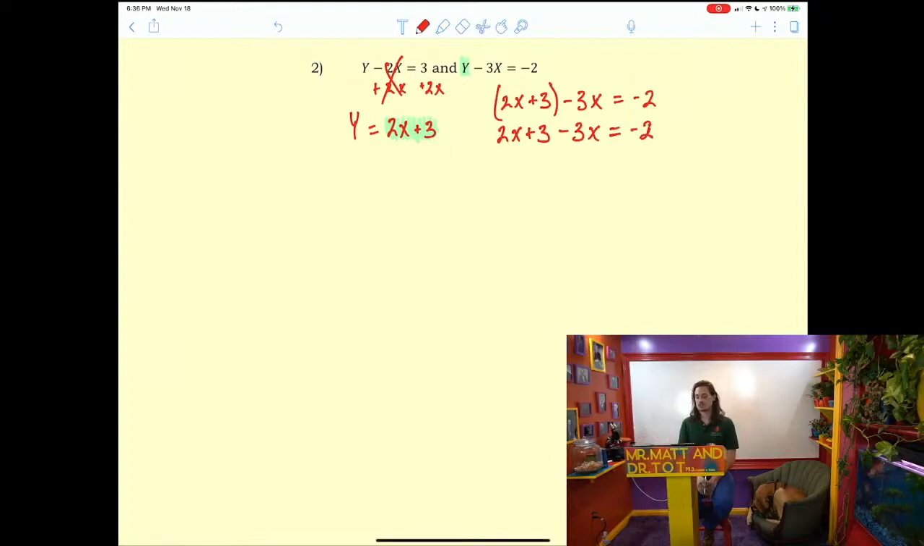Combining like terms, 2x minus 3x is going to be a negative x, so we're going to have 3 minus x is equal to negative 2. Subtracting 3, we're going to find negative x is equal to negative 2 minus 3. Negative 2 minus 3 is going to be a negative 5. So negative x is equal to negative 5. I don't want negative x, I want just x. So divide by negative 1 on both sides to find x is equal to positive 5.